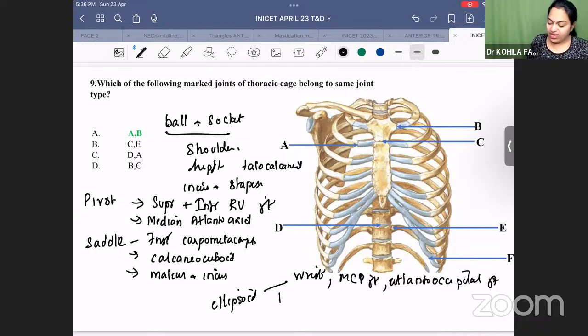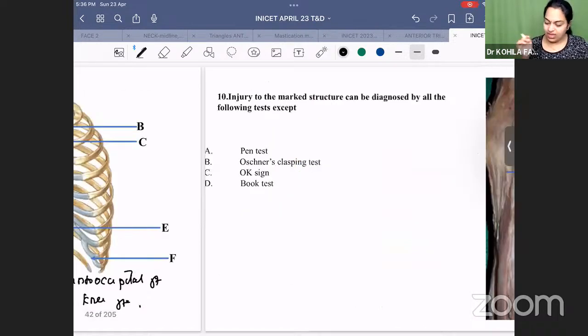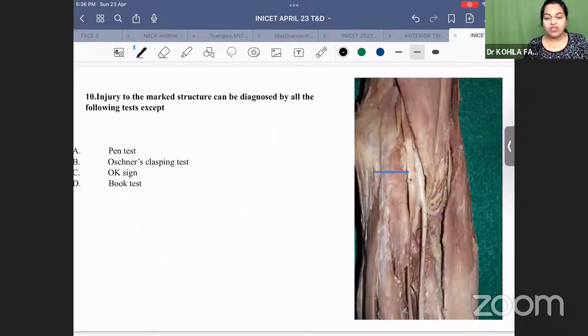Hinge joint: elbow, interphalangeal joint, knee joint. Plain synovial, you know, right? The acromioclavicular joint, the intercarpal joints, the joint between the rib and the vertebra, all those are plain synovial joints, right? Yes, there's an image-based question in this cubital fossa frequently, right?